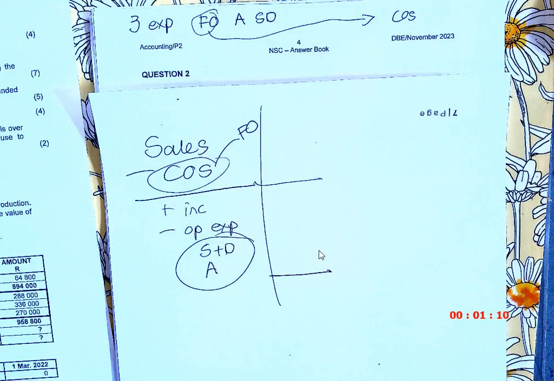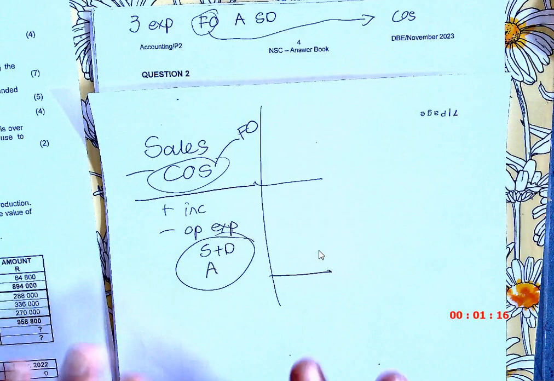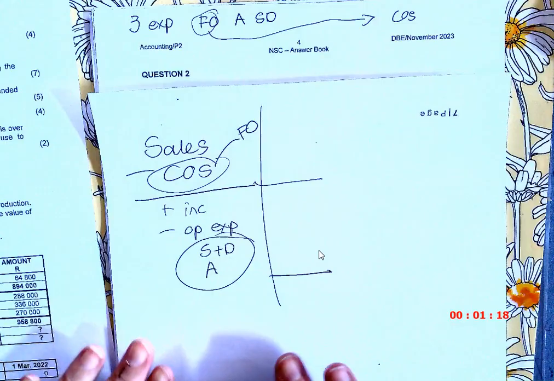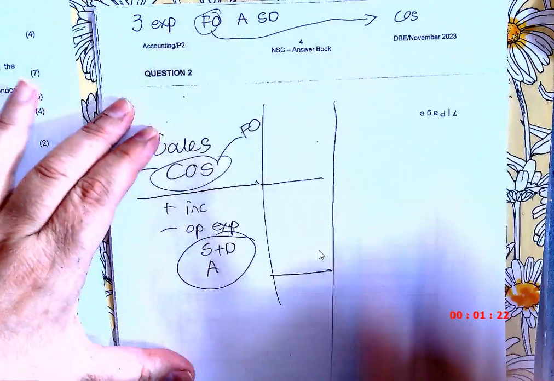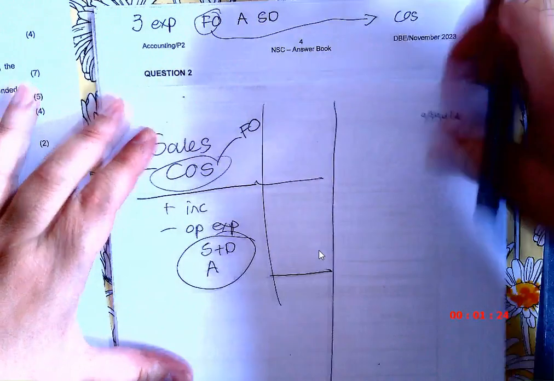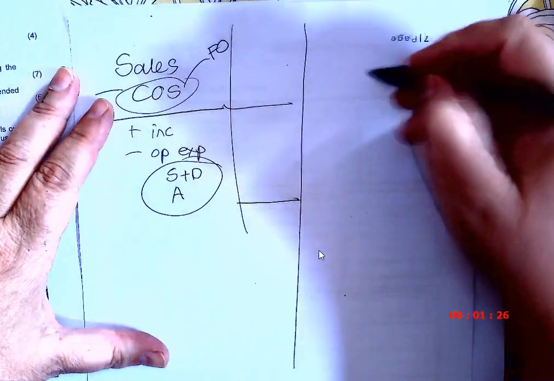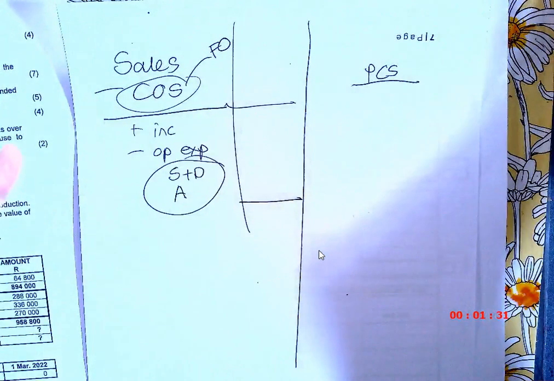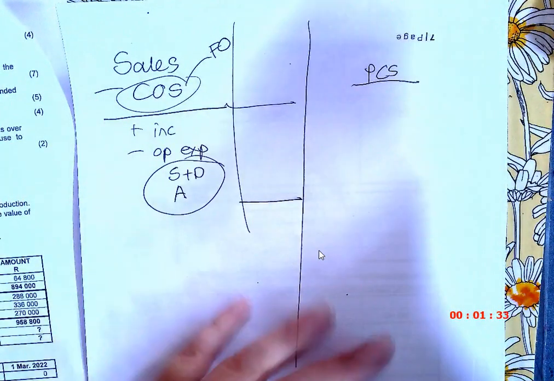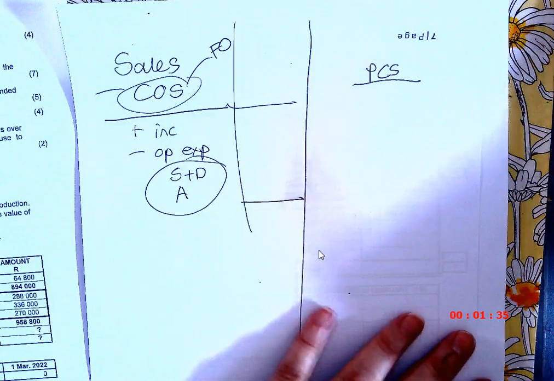Are you guys fine with that? So just be aware that they can ask you an income statement like this. Okay. How does cost of sales work? Let's quickly go through this. So my production cost statement starts. Now I'm making the product, so I'm trying to calculate the cost of the product.